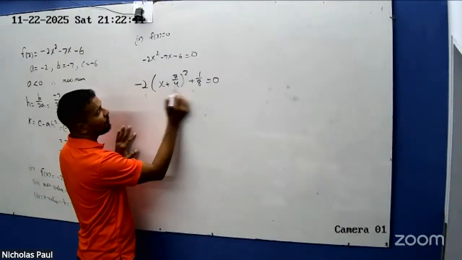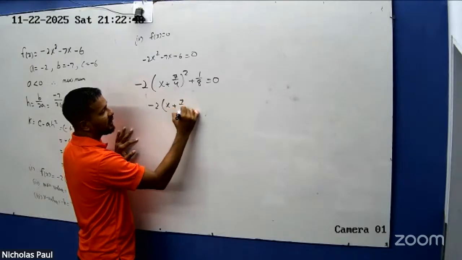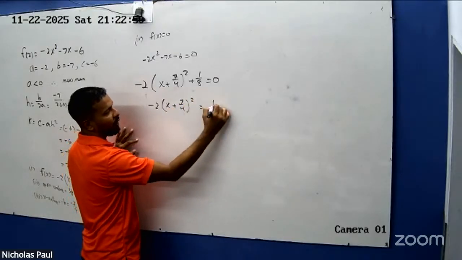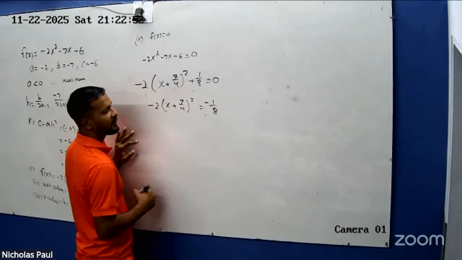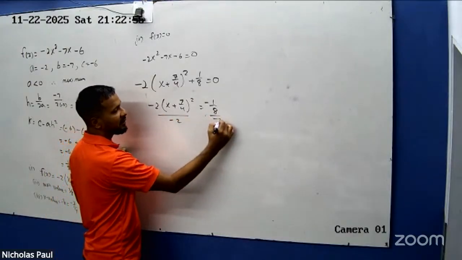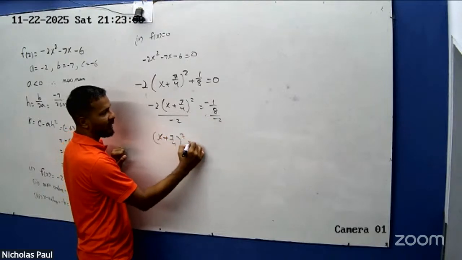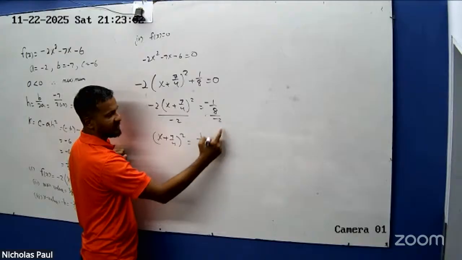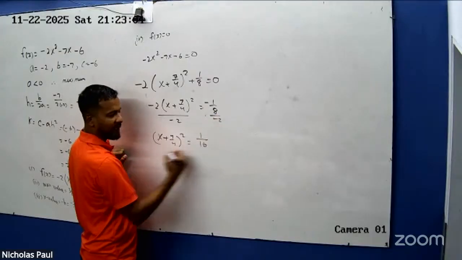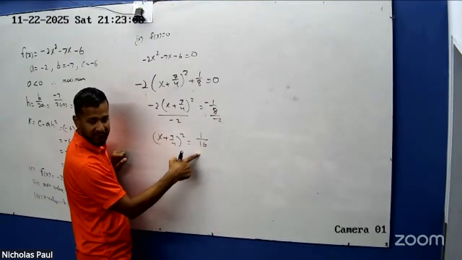What would you move first? The plus 1/8, right? So I would move the plus 1/8 across first. It becomes minus 1/8. Then I have to divide everything by minus 2. So I'll get (x plus 7/4) squared. A minus and a minus is a plus. Divide the 2, I get 16. So 1/8 divided by 2 is 1/16.